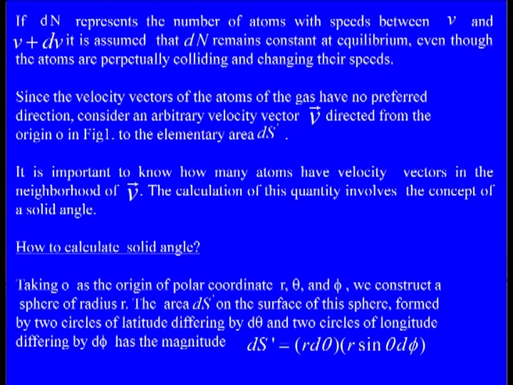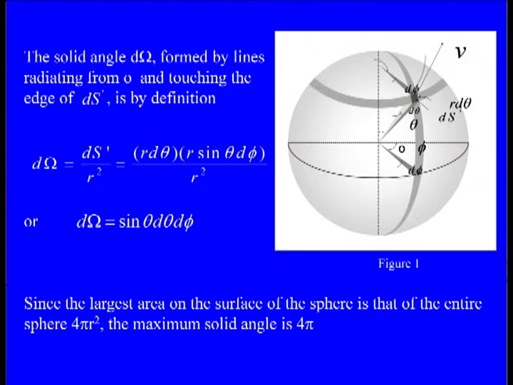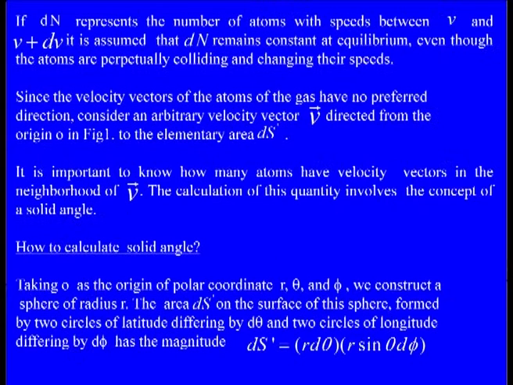So, consider an arbitrary velocity vector v directed from the origin, as in the figure, to the elementary area ds prime. This is the elementary area ds, as you can see in the figure. Some velocity vector is directed from the origin along the radial direction, so the elementary area is normal to the r vector. Let us see how many atoms have velocity vectors in the neighborhood of v. The calculation of this quantity involves the concept of a solid angle, so let me first calculate the solid angle.